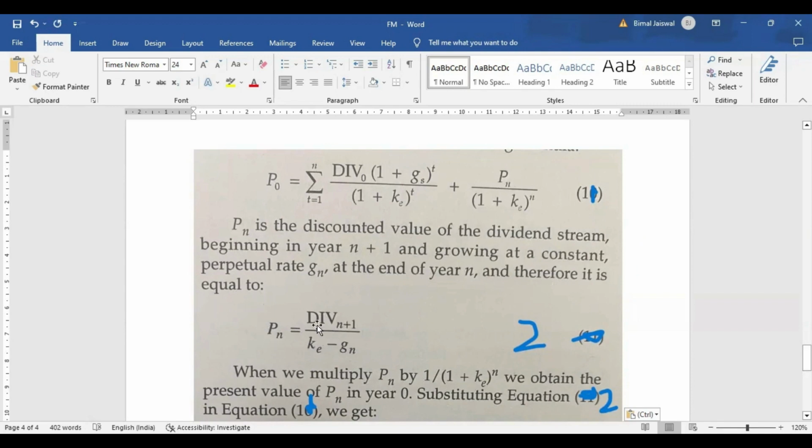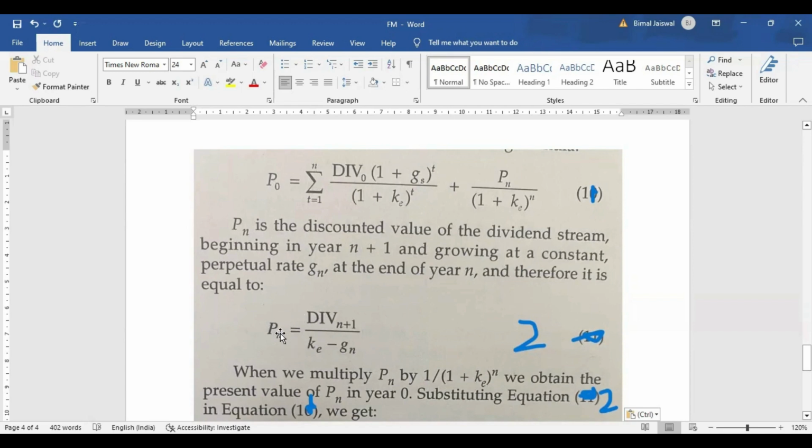PN can be written as dividend N plus 1. That means when the supernormal growth ends, the normal growth will be applied on top of it, that is dividend N plus 1, divided by KE minus growth normally. Here is GS, supernormal growth, and here we have GN, that is normal growth.